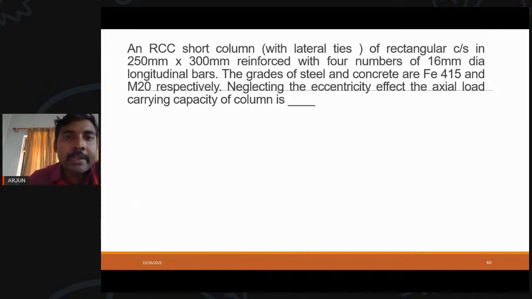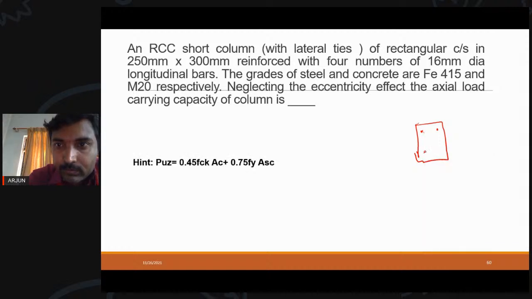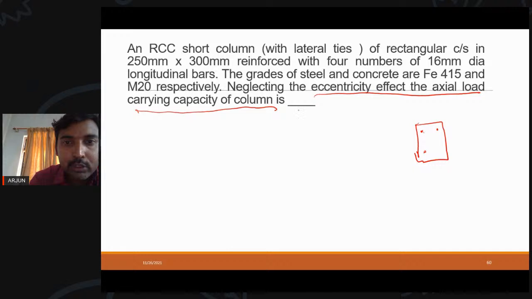The next problem is an RCC short column with lateral ties of rectangular cross section, 250 by 300 mm, is reinforced with 4 number of 16 mm dia bars. Okay, so they are mentioning that 4 bars of 16 mm dia are used as the reinforcement. The grades of steels are Fe415 and M20 respectively, neglecting the eccentricity effect. The axial load carrying capacity of the column is dash.